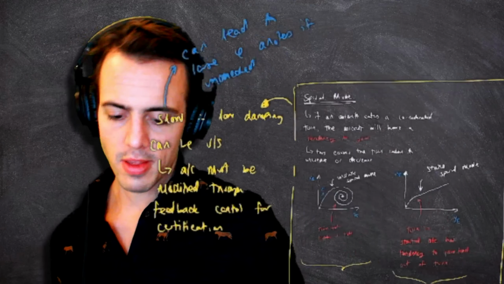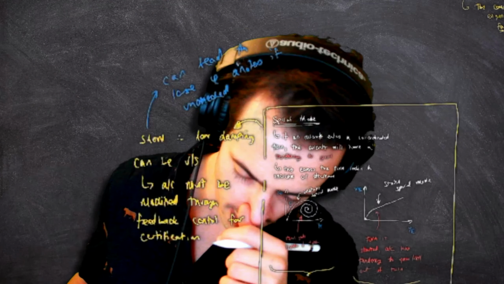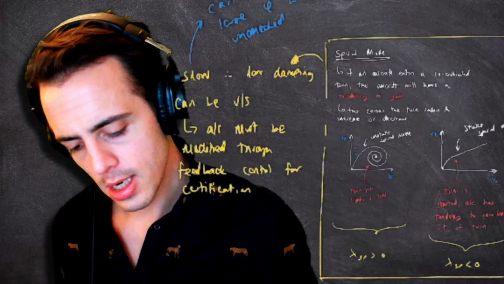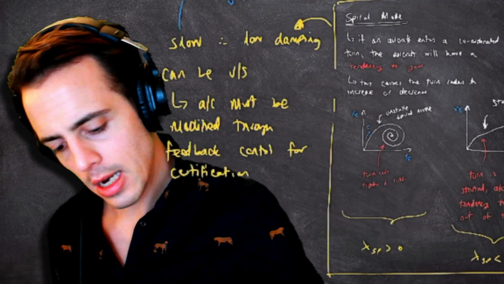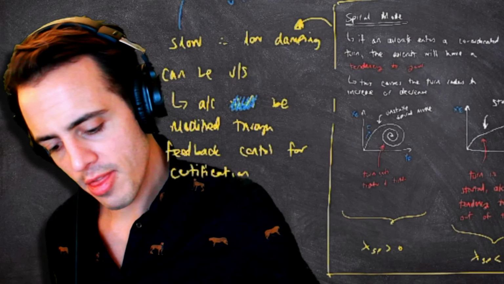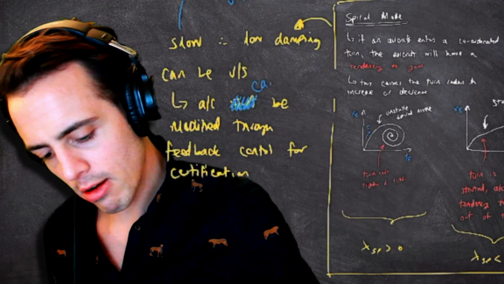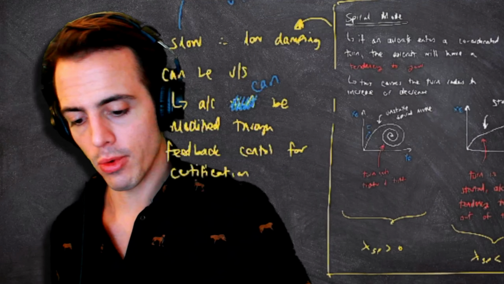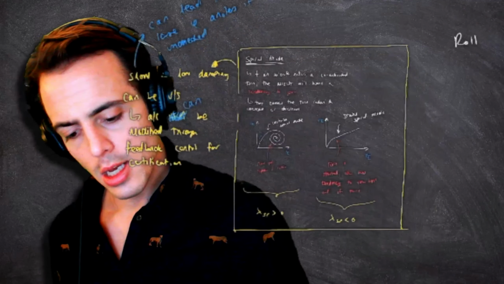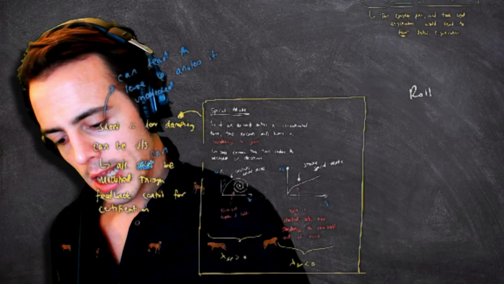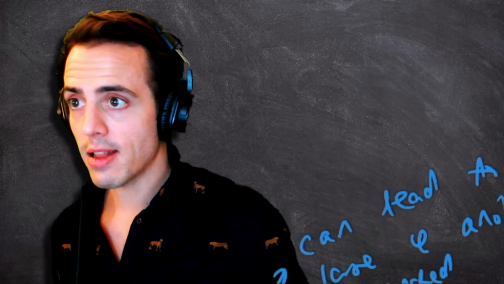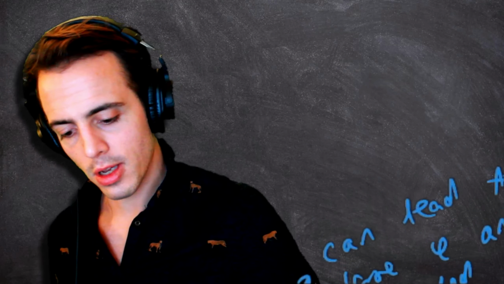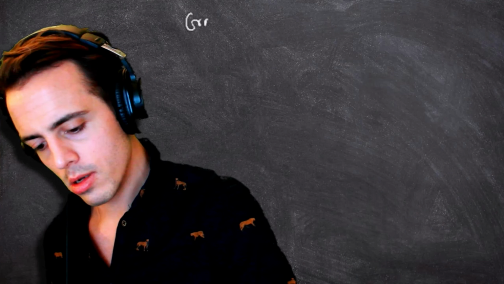And what this can do is lead to something called the graveyard spiral. And let's just change this. Rather than "must be modified", let's say "the aircraft can be", because I'm not too hot on the latest FAA rules with this. Spiral mode can lead to quite large roll angles if left unchecked, and this leads to something very dangerous called the graveyard spiral.